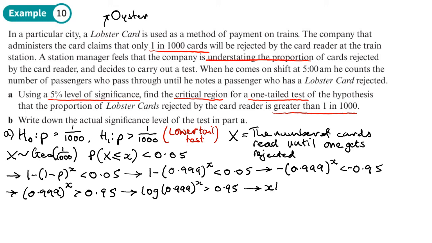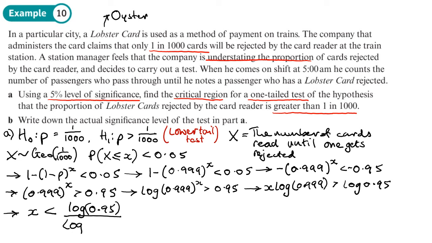The x can go at the front like this, and log on this side as well. So log 0.95. Now, the next step, I'm going to be dividing both sides by log 0.999. Now remember, when you do the log of a decimal, a number smaller than 1, you get a negative. That means we need to reverse the sign again. So x is going to be less than log 0.95, so these are log to the base 10, divided by log 0.999.